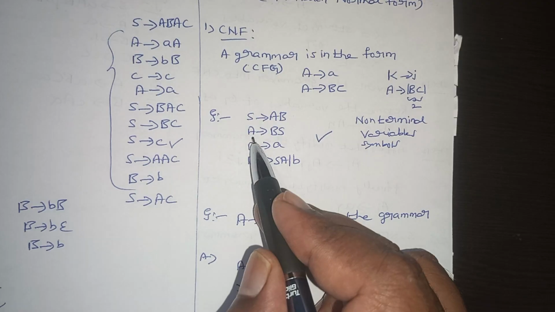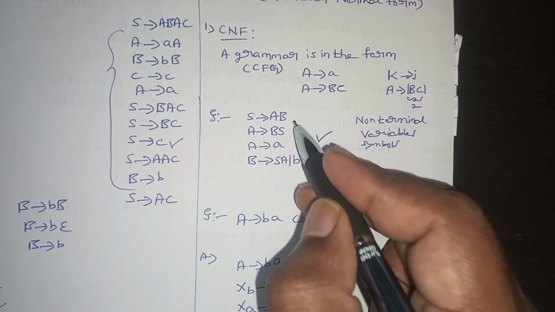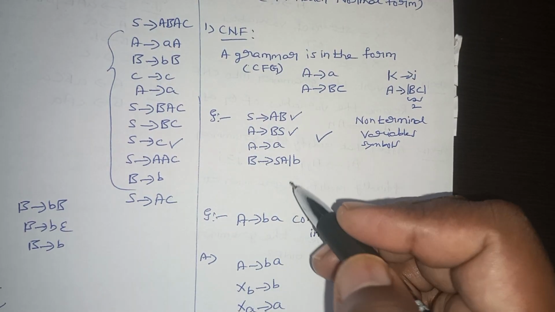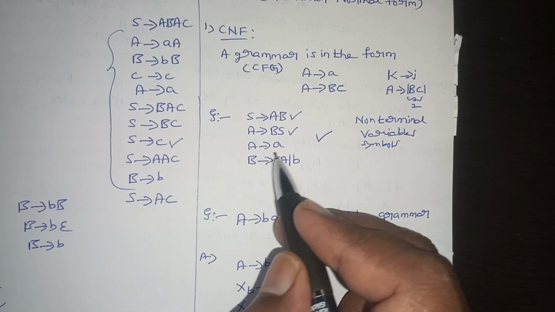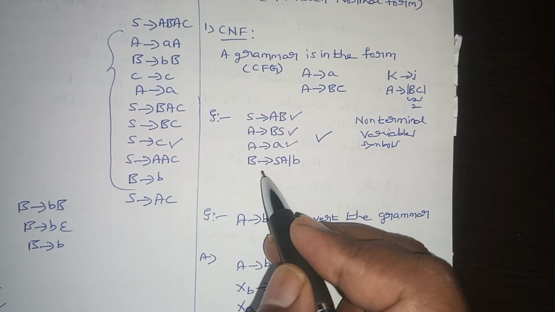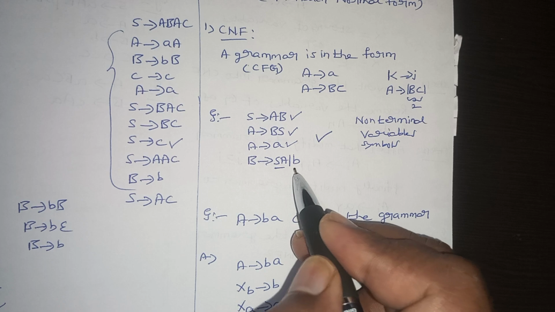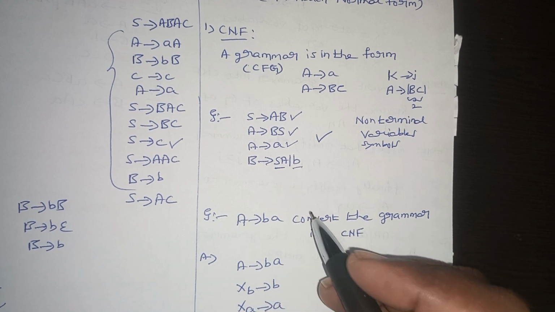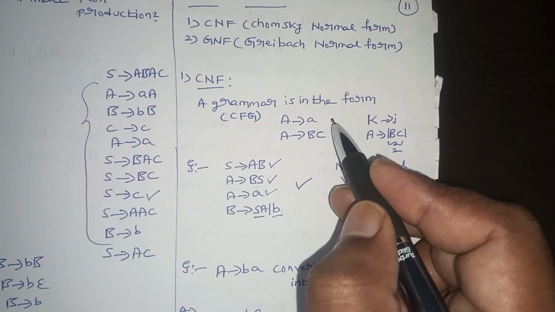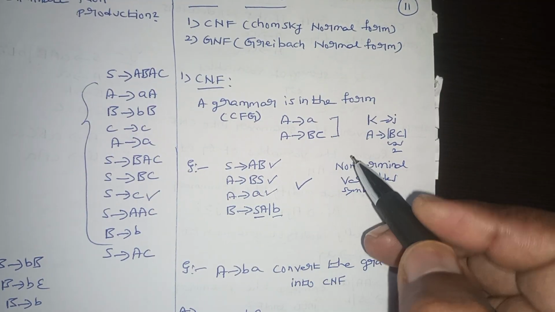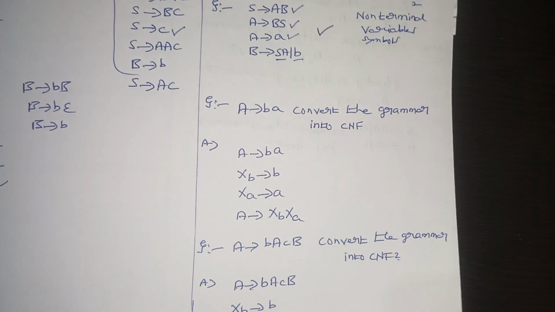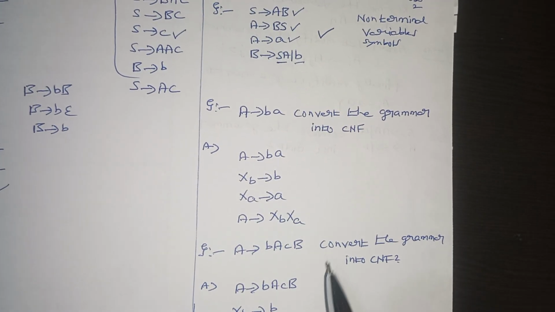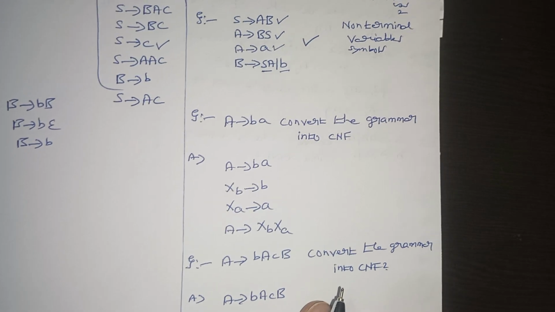Now you take A tends to BS. This is also in the normal form. You take this one, A tends to small a. This is in the normal form. This one is normal form, this is not. By normal form I mean Chomsky normal form. So this is the formula you have to remember. Now take examples. Mostly this question may not be given for 10 marks. They may ask for 2 marks. It is very simple.